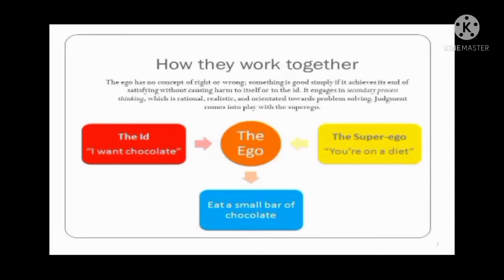The ego is controlled by what is called the reality principle. This is the idea that the desires of the id must be satisfied in a method that is both socially appropriate and realistic, while the superego is the part of you that's super judgmental and moralizing and is always trying to get you to behave in a socially appropriate way.